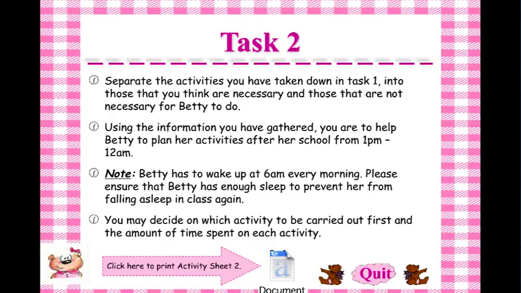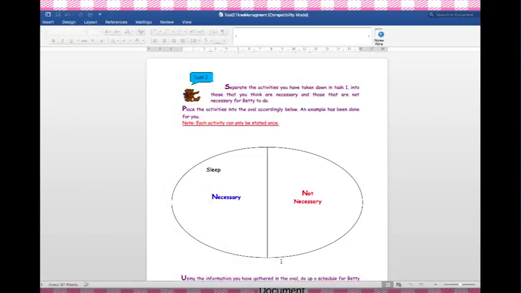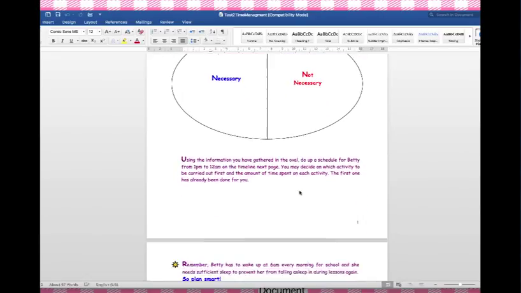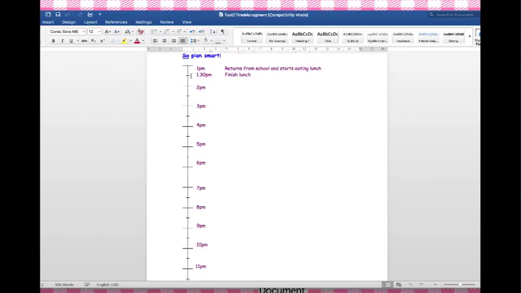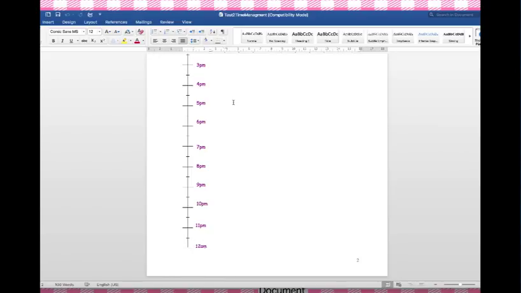And after they have collected all these activities of Betty and the time, and organized this in the first template document they had, they can then attempt to work on a second part, which is the document that asks them to sort out Betty's activities into necessary and not necessary activities. And after they've done that, on this timeline, they can indicate how Betty should organize her day in order to prevent the problem of falling asleep.